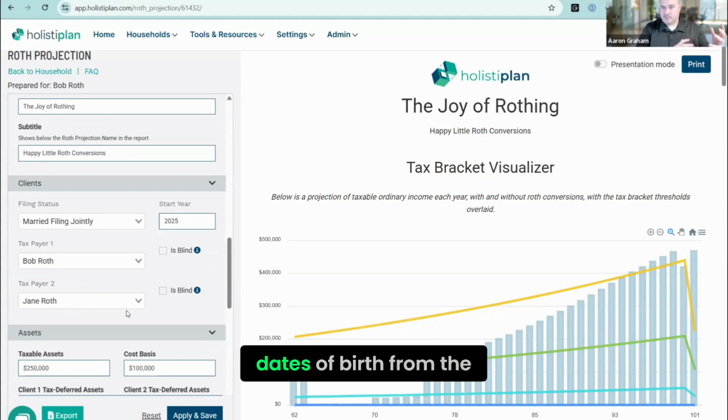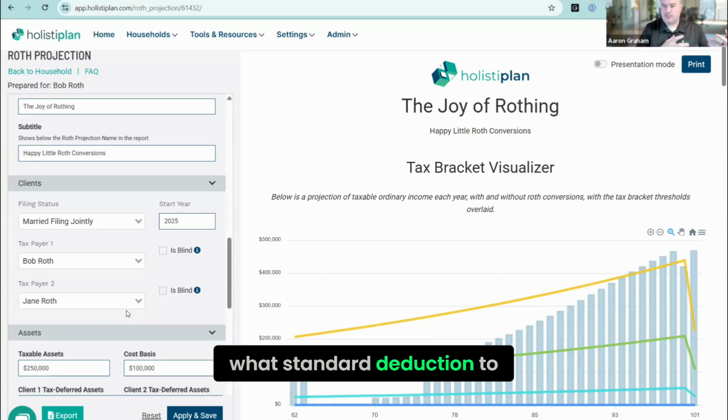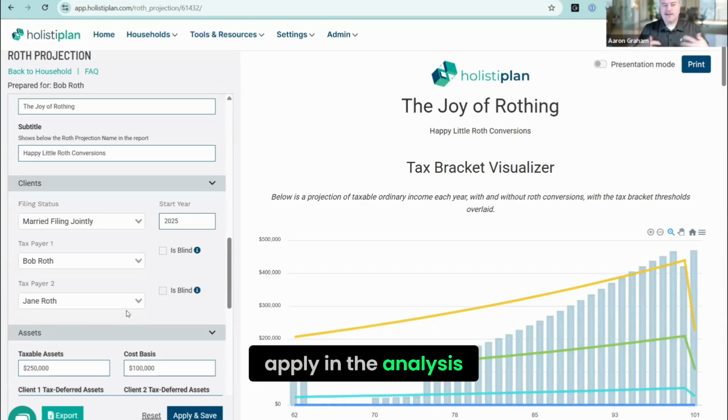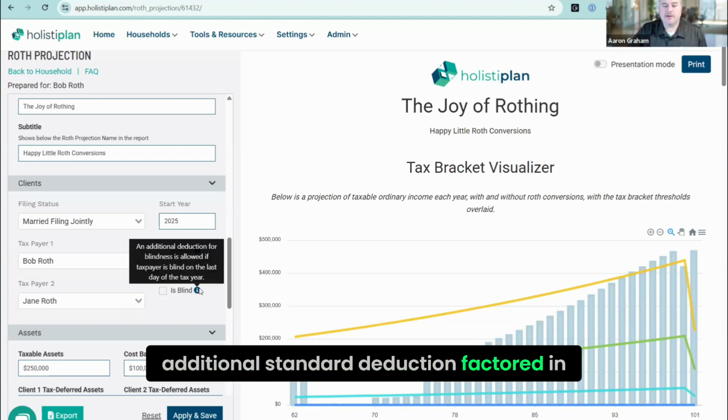We're going to pull their dates of birth from the Holistiplan client household, and that's how we know what standard deduction to apply in the analysis. And if they're 65 or older, we're going to apply that senior deduction as well. Neither one of them is blind. If they were, we would check that box. They would get the additional standard deduction factored in.